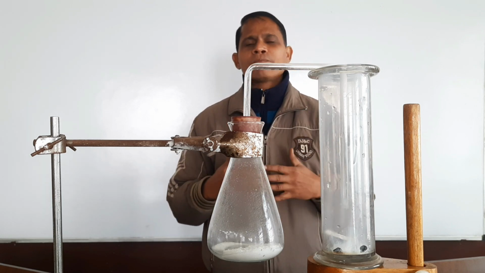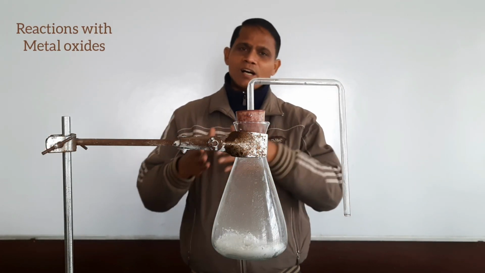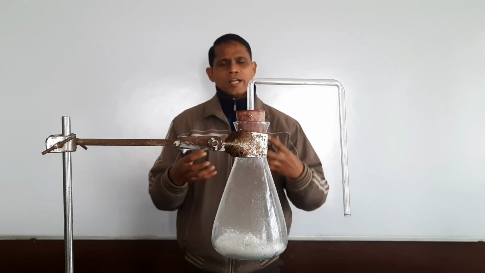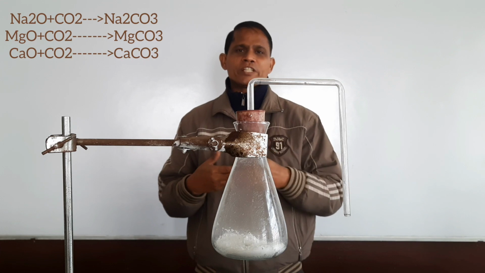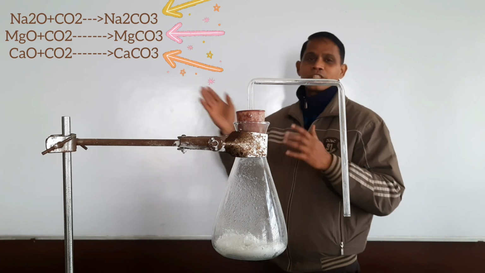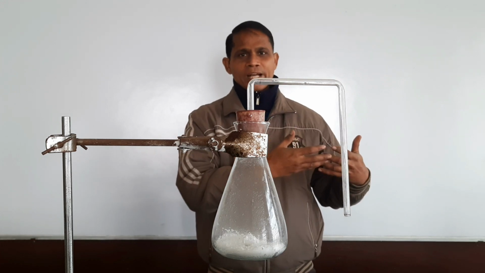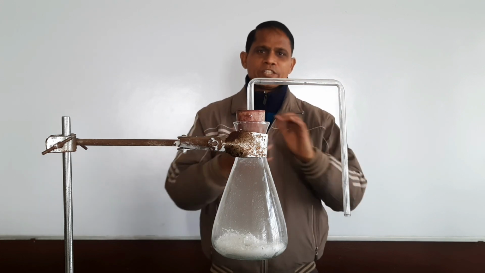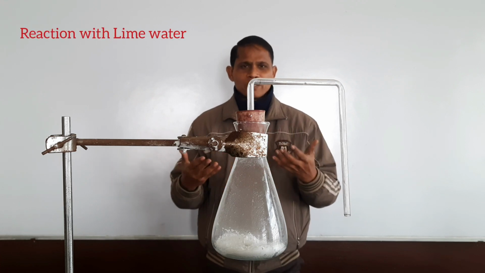The next property of carbon dioxide is its reaction with metal oxides. You know, student, metal oxides are basic in nature while carbon dioxide is acidic in nature. So carbon dioxide reacts with the metal oxides slowly and forms salts, which are carbonates. Different carbonates are formed, as I have shown on the screen as well. The reaction is slow and the salts formed are basically carbonates.